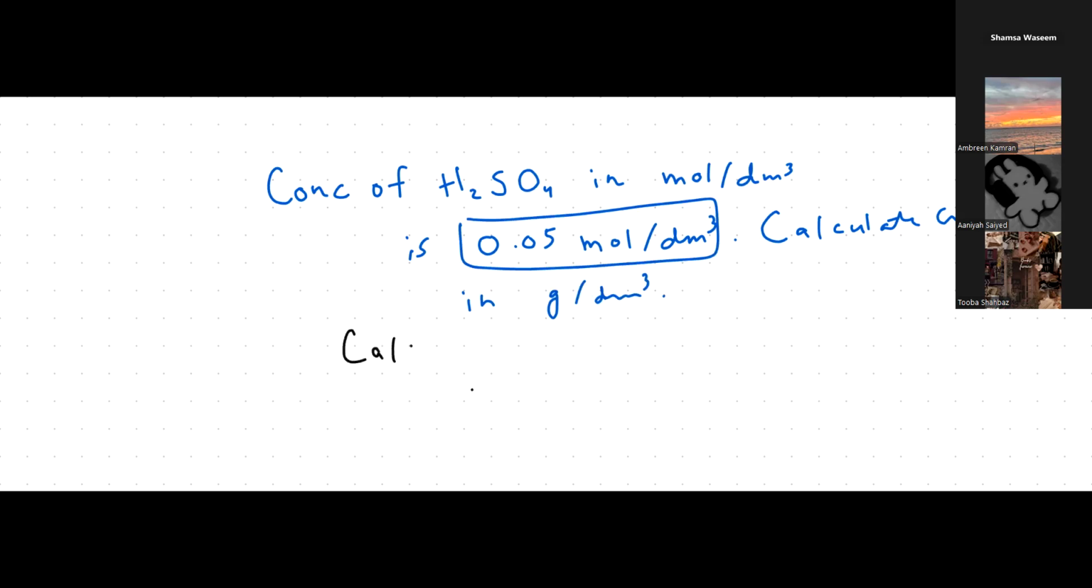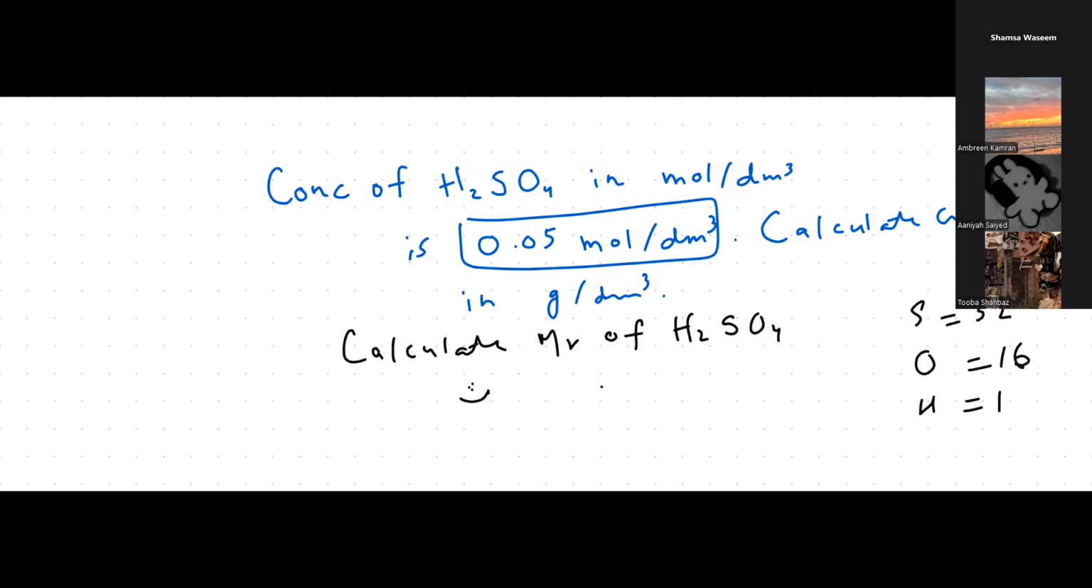To find out the Mr of sulfuric acid, girls, sulfur is 32, oxygen is 16, and hydrogen is 1. So what would be the Mr of sulfuric acid? 98. Yeah, it's 98. So 2 plus 32 plus 64, since 16 times 4 is 64. So it comes to be 98.